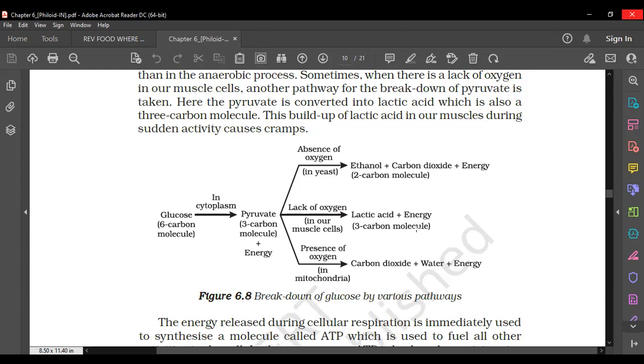Okay. So all these are the important steps in the conversion from glucose to carbon dioxide.